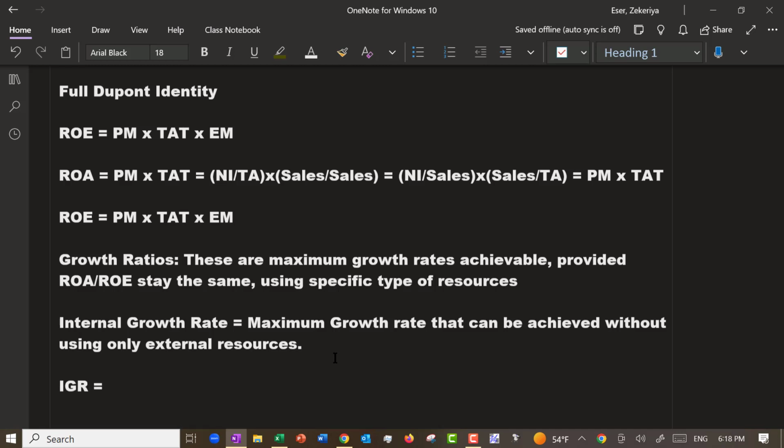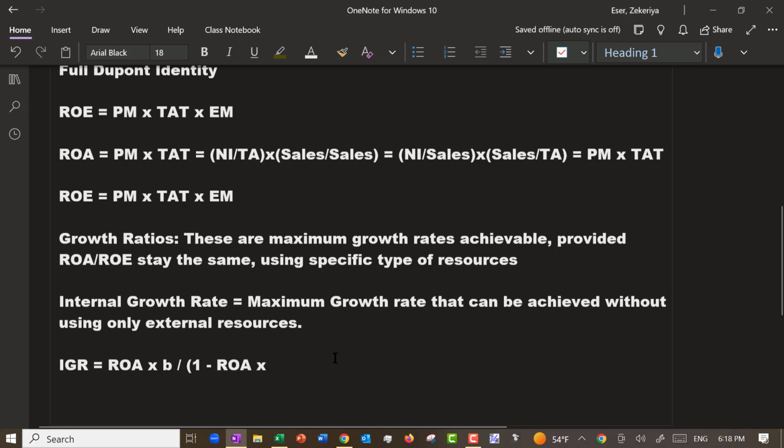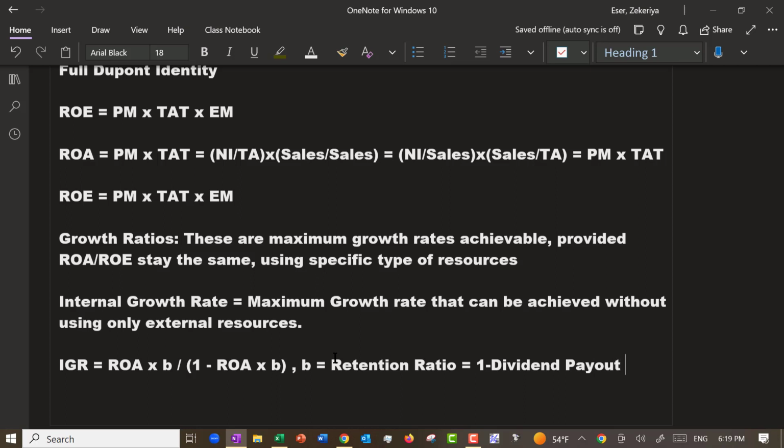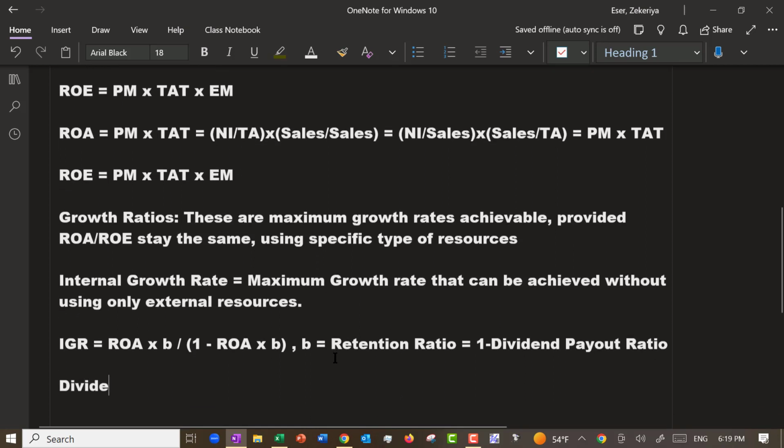And we're going to call this IGR. That's ROA times, I'm going to call this B, divided by 1 minus ROA times B, where B is the so-called retention ratio, or 1 minus dividend payout ratio, which is simply how many cents of dividends do you pay out of each dollar of net income. Cash dividends divided by net income.